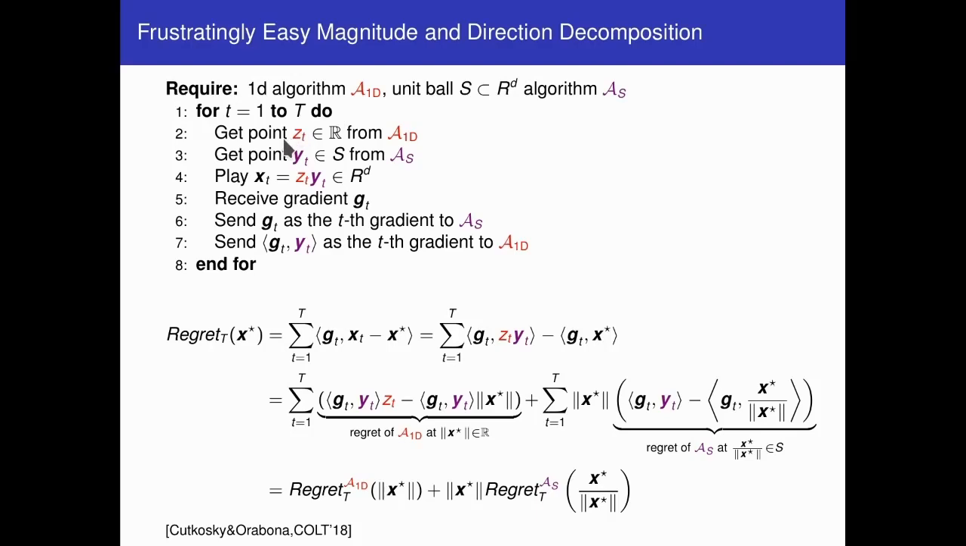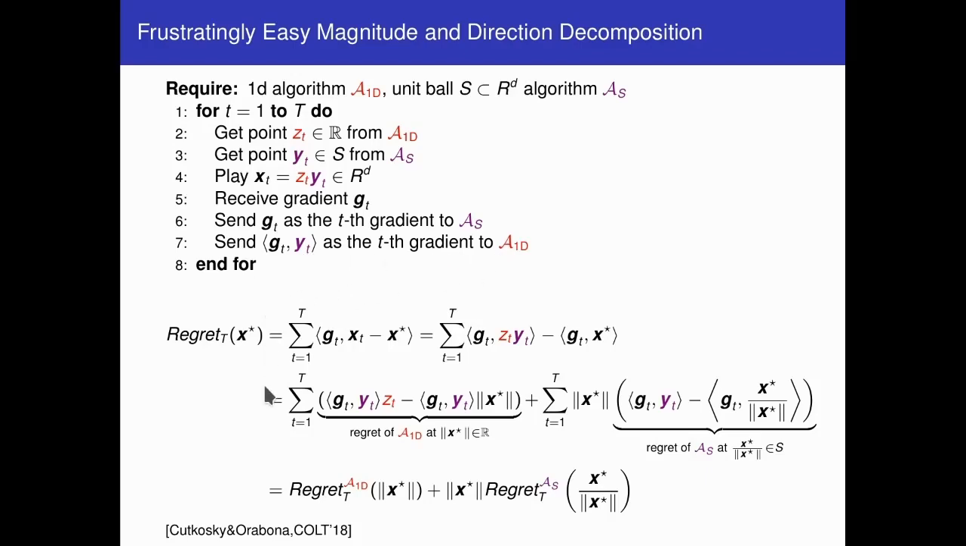Now, it works that basically in each time step, you get the prediction from the 1D algorithm and from the direction algorithm, and then you compose x of t just with the multiplication of the two. Then you receive your gradient, you pass the gradient as it is to the direction learner, and then you pass the inner product between the gradient and the direction to get a number for the 1D learner.